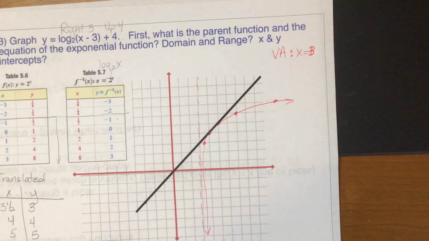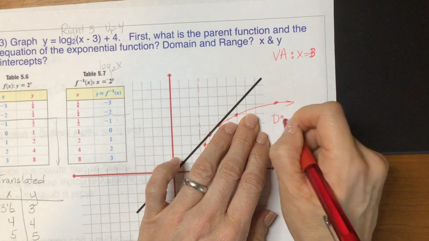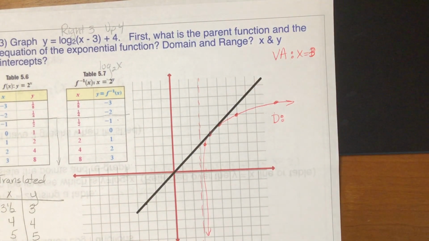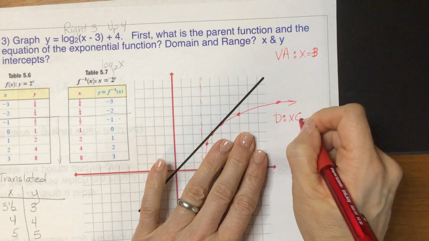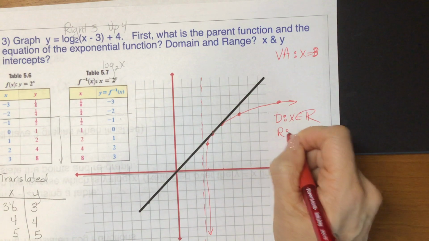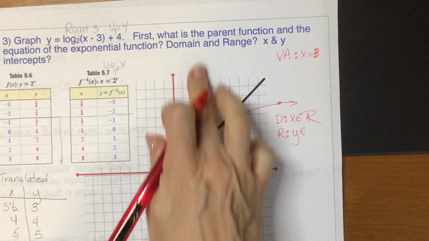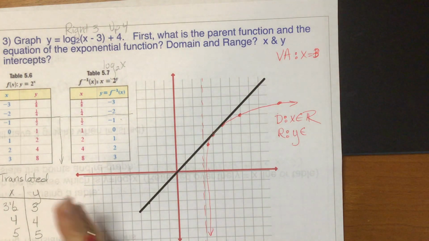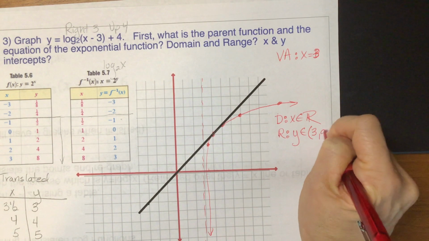So we want to talk about domain and range. So that domain, my arrows go to infinity in both directions. So x is a set of all real numbers. And my range is going to be y is a set of, starting at my vertical asymptote, going to infinity. So 3 to infinity.